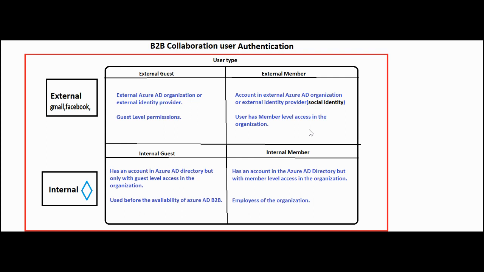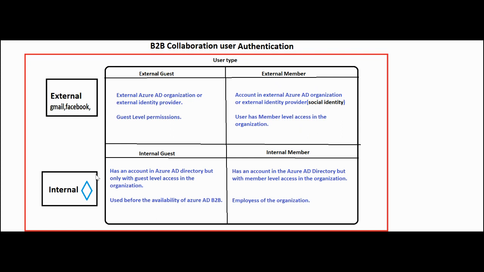So the only difference between the external guest and the external member is that the external guest will have guest level permissions, whereas the external member will have member level access in the organization.